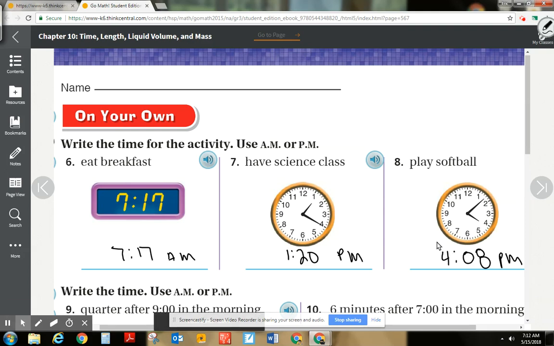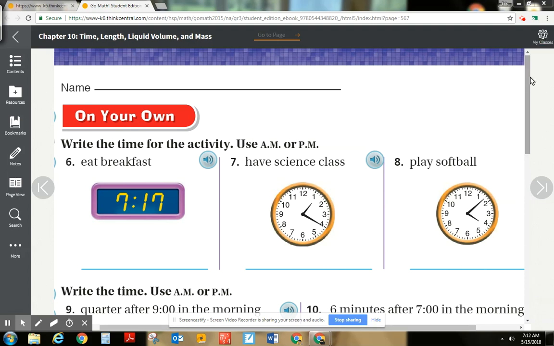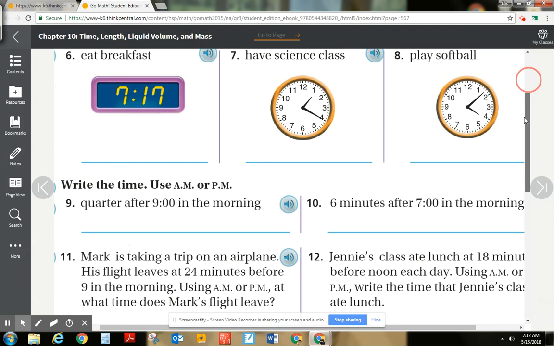All right, so you're back, and here are the answers. You eat breakfast at 7:17 a.m. You would have science class at 1:20 p.m., and you would play softball at 4:08 p.m. So I want to go through one more problem that can be kind of tricky for some kids.